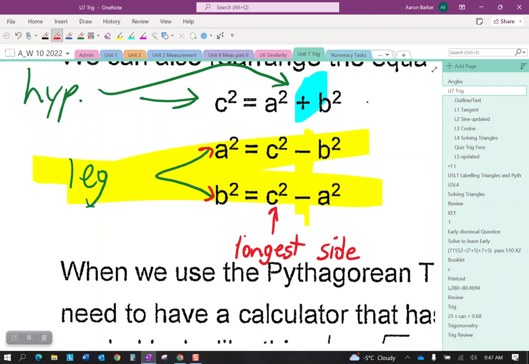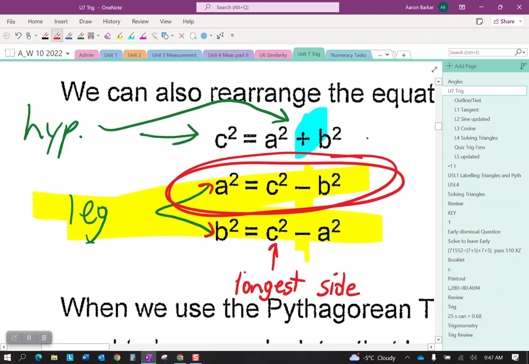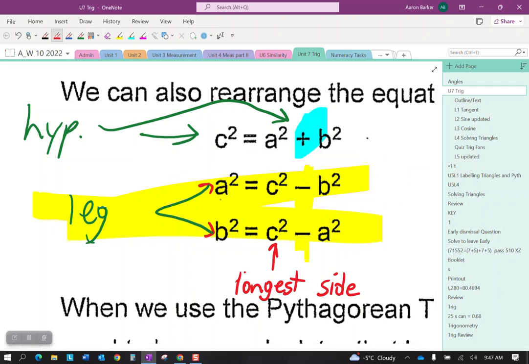Now, I'll be honest, Mr. Barker never uses the bottom one. I always just use this one because it doesn't really matter which one's A or B, right? A and B can switch. It does not matter which is which.